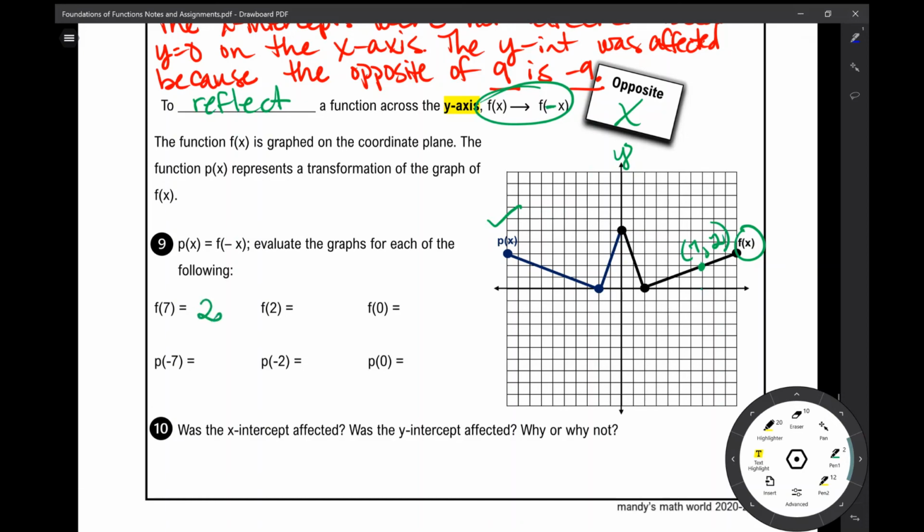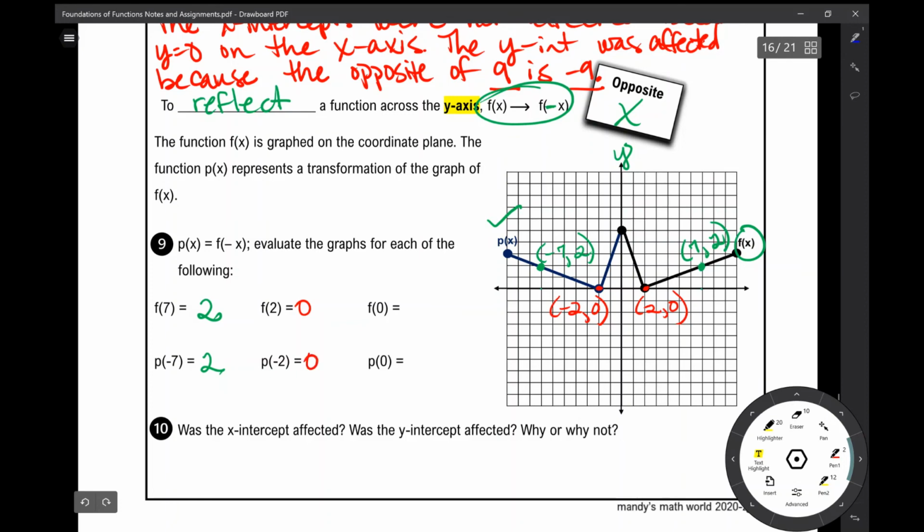Now I'm going to look at p of negative 7. That's the function that's graphed in navy blue. Here's where x is negative 7, and there's where my graph is. So negative 7, positive 2. So p of negative 7 is positive 2. Now let's look at f of 2 and p of negative 2. f of 2 is right here, and that's on my x-axis, which means y is 0. p of negative 2 is right here. It's also on my x-axis, which means y is 0.